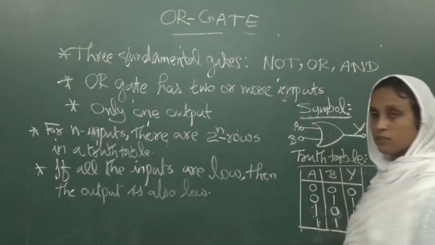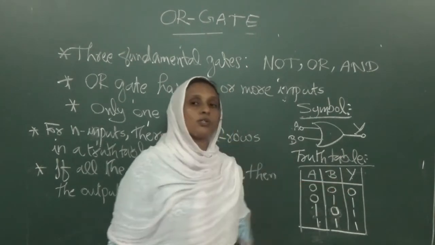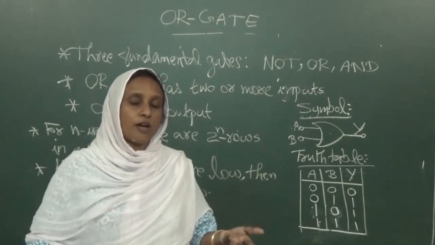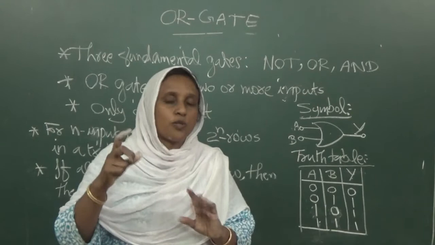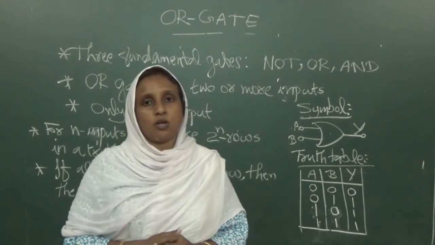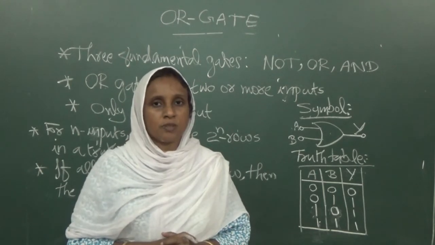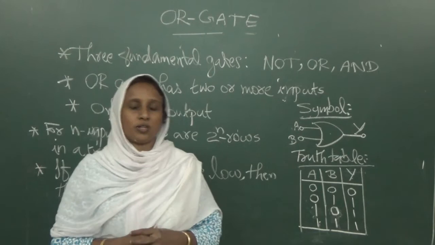You can see here. Okay, if these 2 inputs are low, so the output is also low. If there are more inputs, 3, 4 or 5 or 16 inputs, then all the inputs are low, then only you get output low. All other cases gives you high output. Okay, that is the peculiarity of the OR gate.